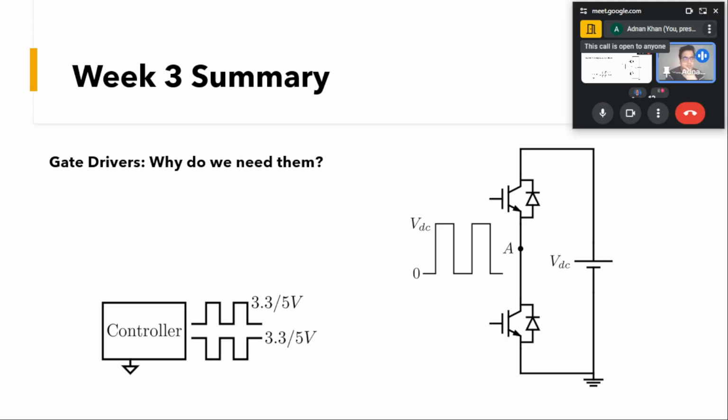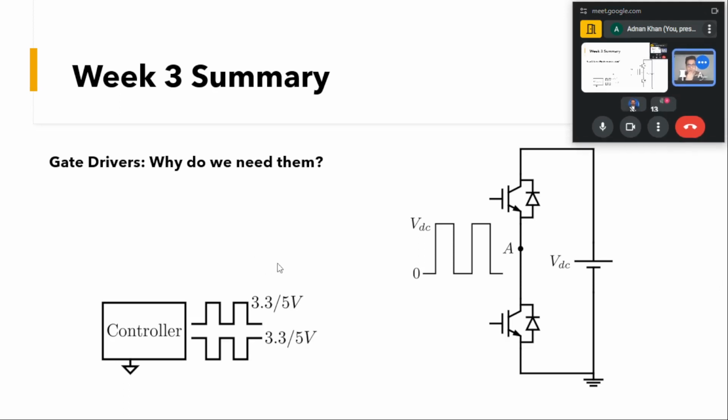So usually when we want to turn on these devices, we have a controller from where we generate these pulses for this converter. This controller can be an analog controller or a digital controller. In the digital case, we can have a DSP or an FPGA from where we get the pulses for how we want to turn on and turn off these devices. And usually these driving pulses have an amplitude of 3.3 volts or 5 volts.